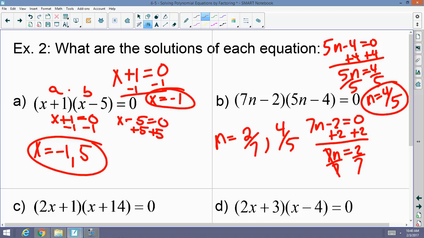You with me here, boys? And again, I'm not going to draw it out, but what does that mean? What does that tell you right now? Yes, sir. That you have a parabola that's going through the x-axis at what 2 points? At 2/7 and at 4/5.